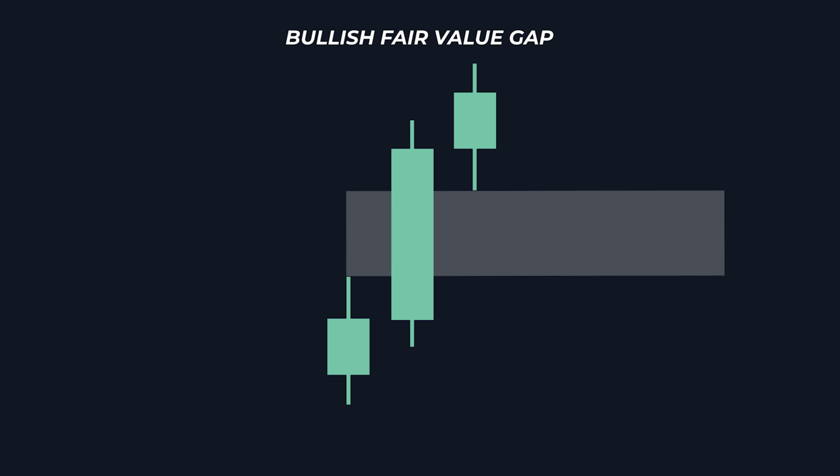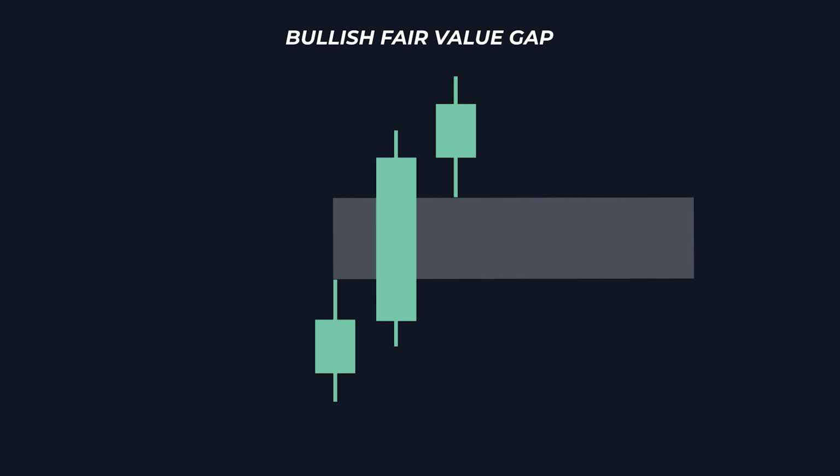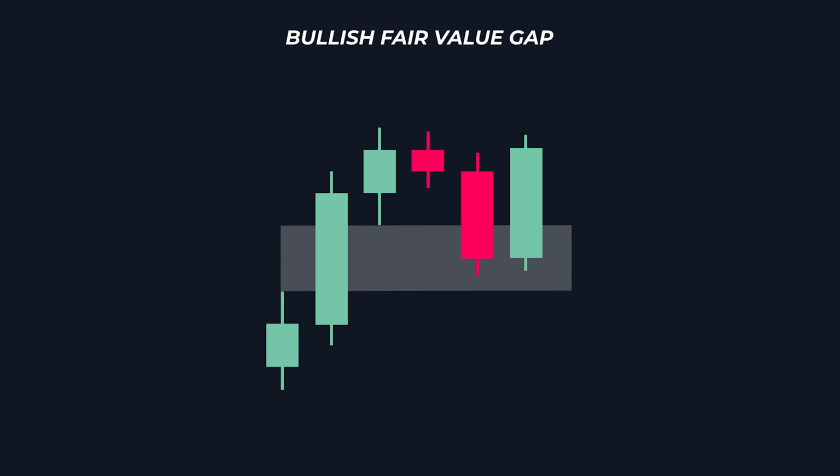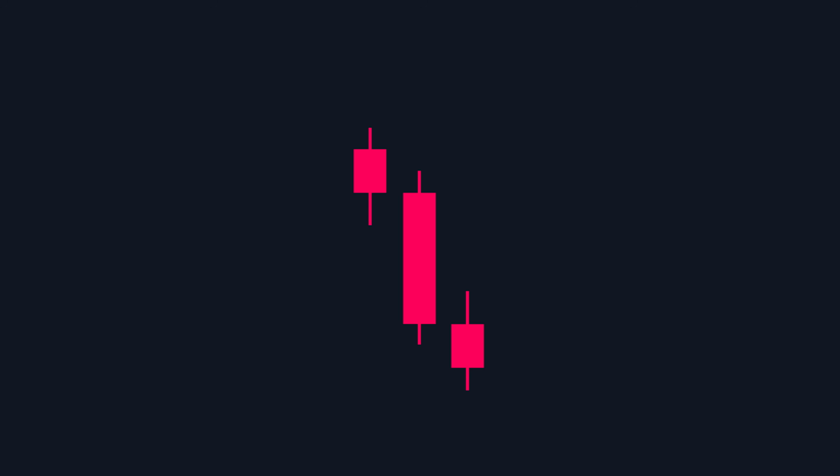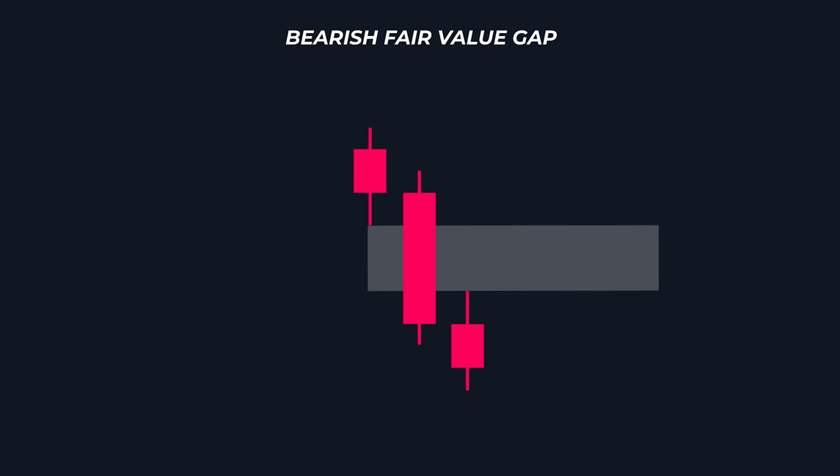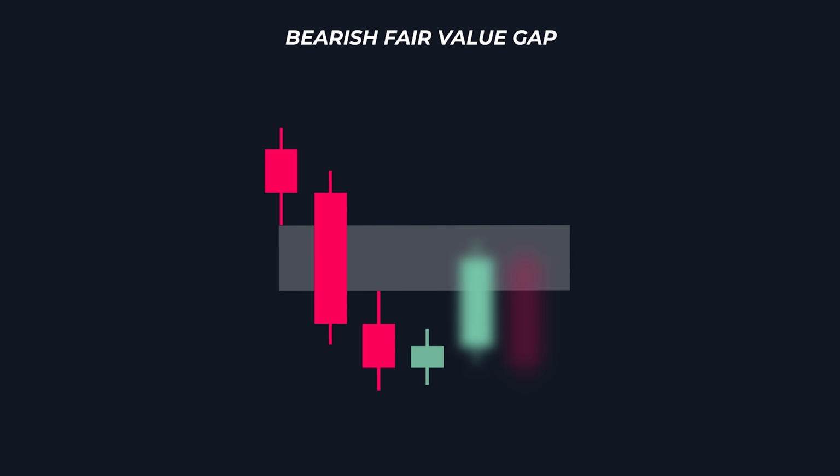When this happens, the market is said to be imbalanced, and later on, price usually comes back into that gap to fill it or rebalance the area. The same thing happens in the other direction. If price moves down too fast, it leaves behind a bearish gap. In that case, we expect price to come back up into the gap before it keeps moving lower.